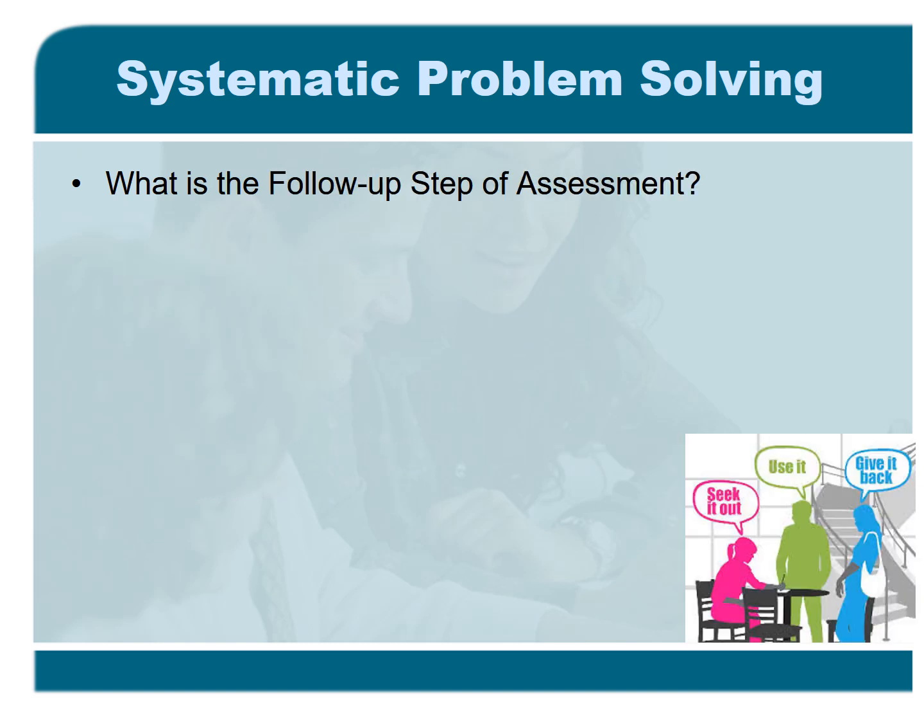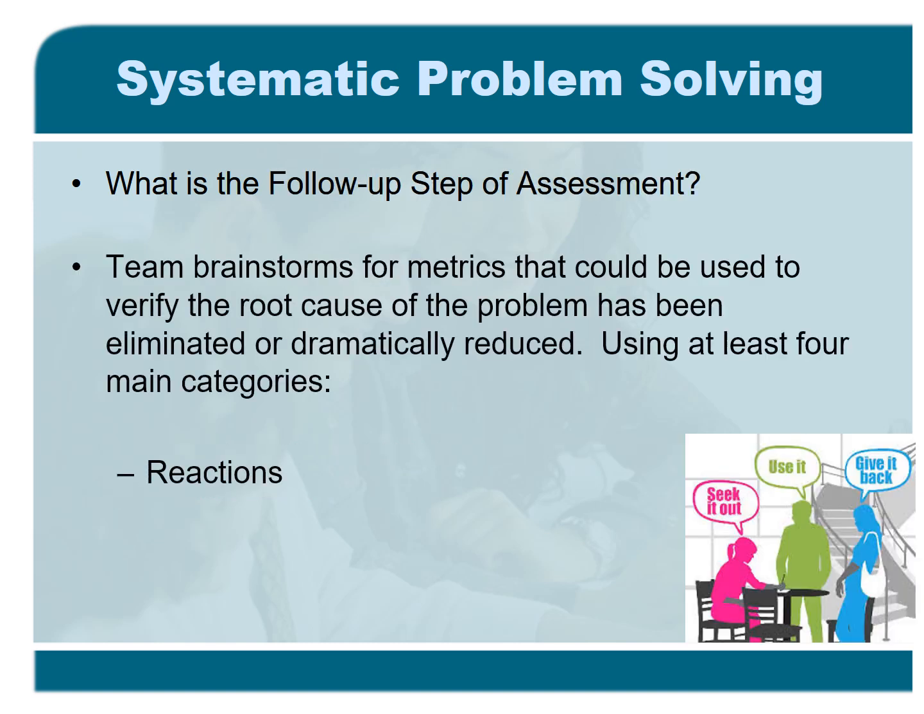And then the follow-up step of assessment. Team brainstorms for metrics that can be used to verify the root cause of the problem and that has been eliminated or dramatically reduced using at least 4 main categories: reactions, results, cost-effectiveness, and learning.